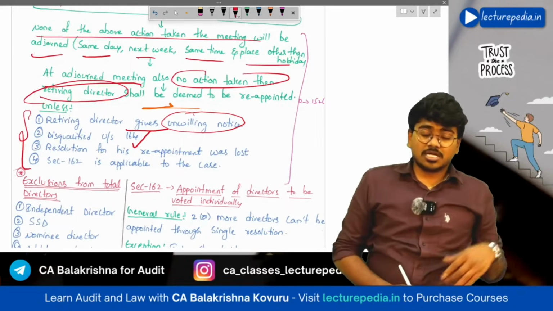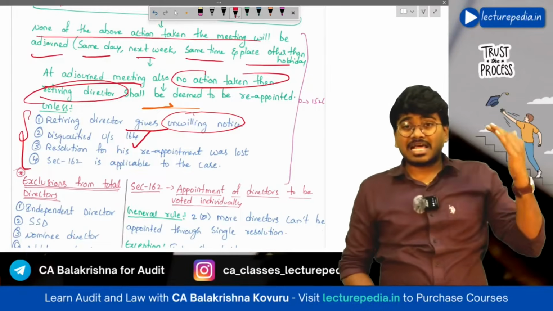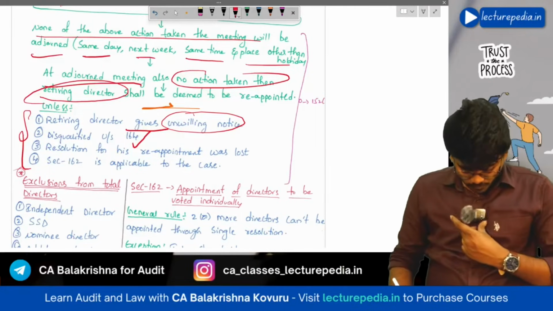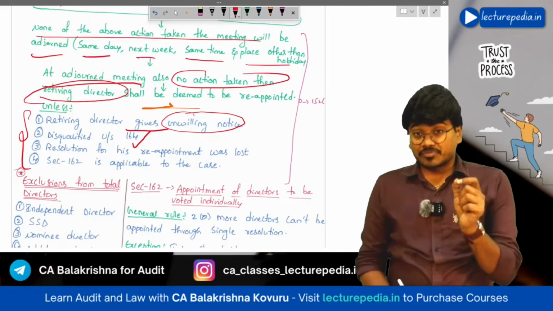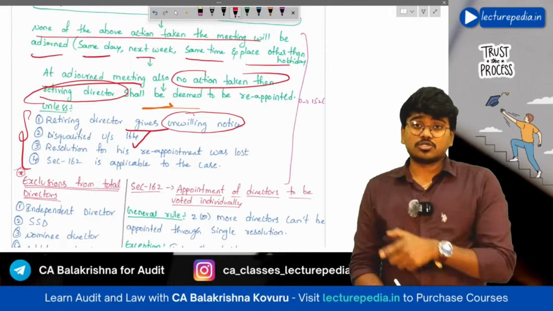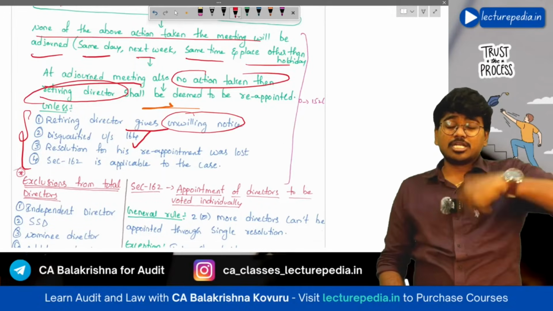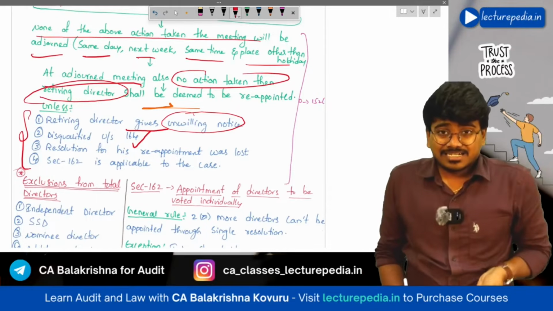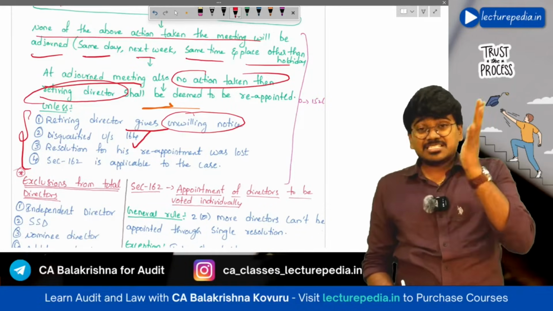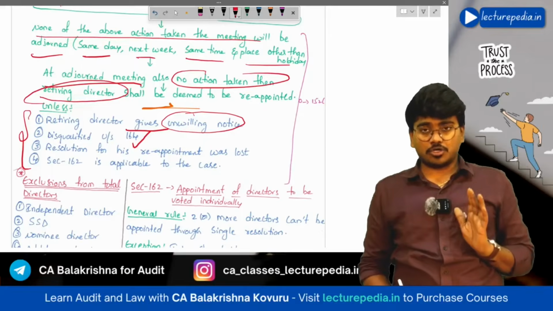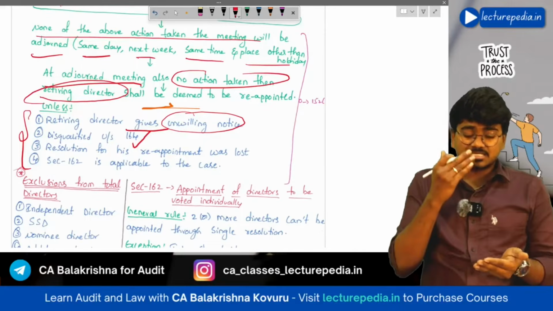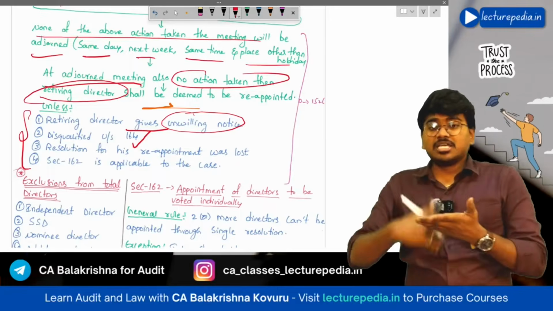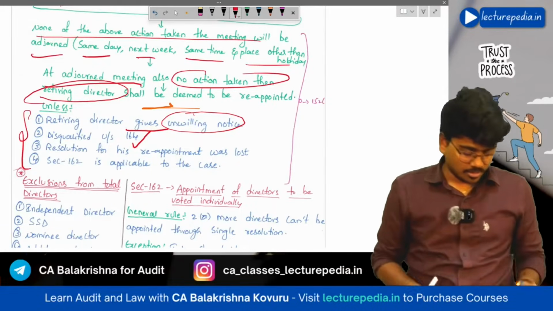Next, the director is disqualified under section 164. I have told you, in section 164 there are 9 disqualifications. If the director gets hit by any of those disqualifications, in such a scenario also the deemed reappointment concept will not be applicable, because such a retiring director is disqualified under section 164. Hope that is clear. Since he has been hit by the disqualification, he cannot be reappointed. So the deemed reappointment concept is not applicable here.